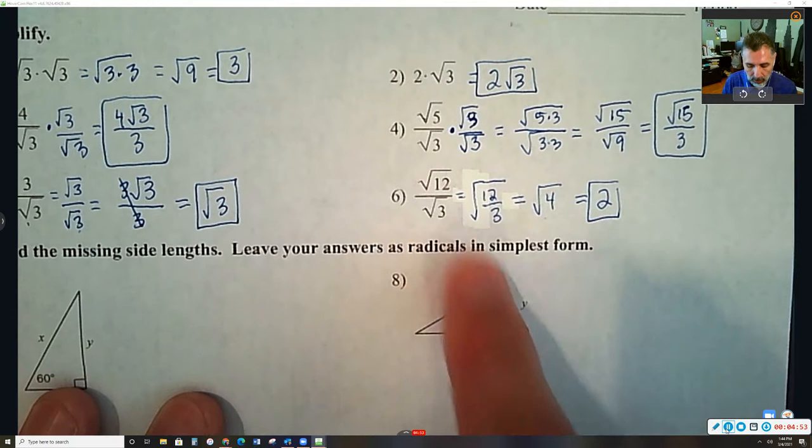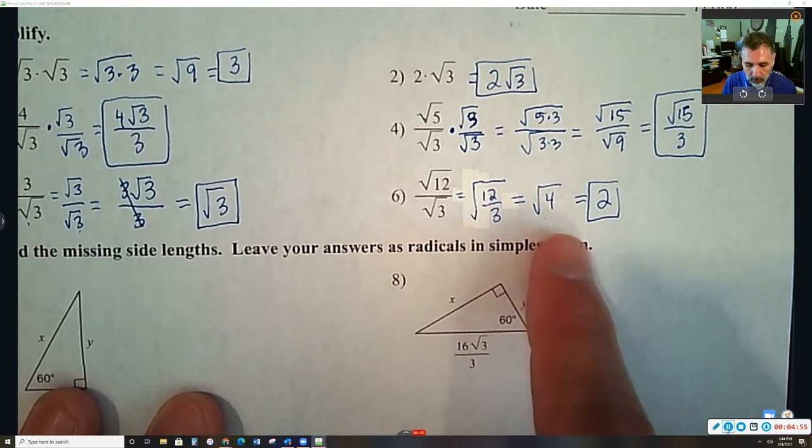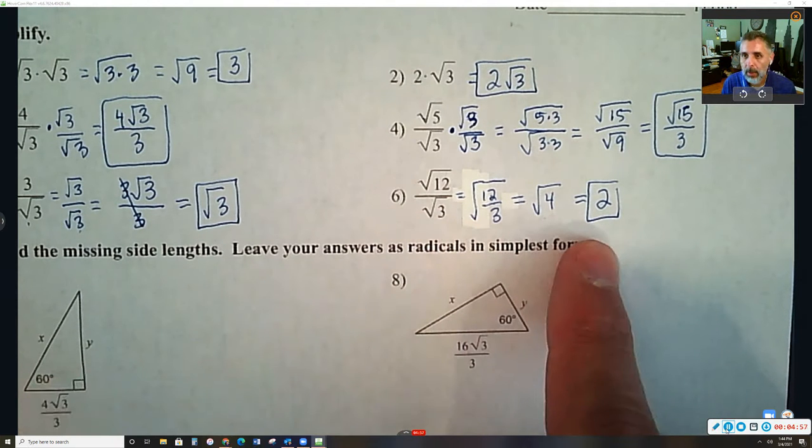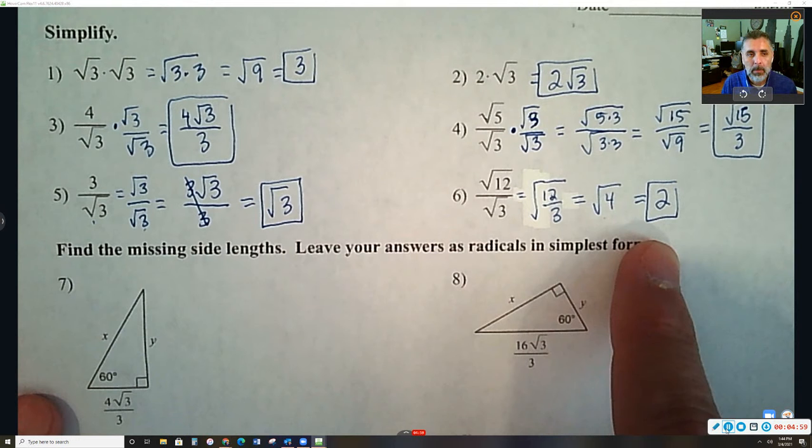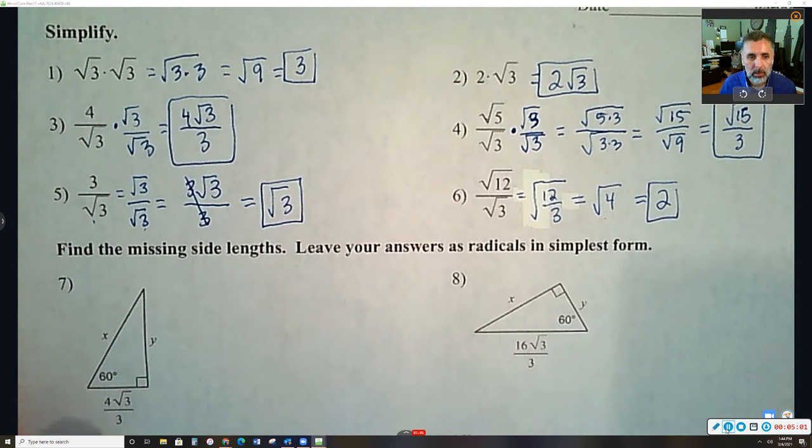You guys should recognize that 12 divided by 3 is 4, and then you can take the square root of that. So grab those, pause this and grab those, and then we're going to move on to the 30, 60, 90.